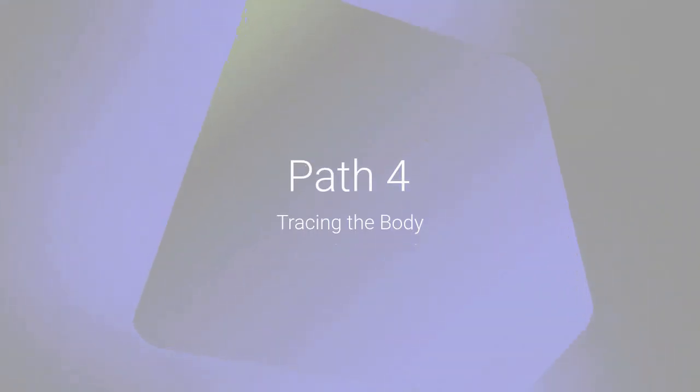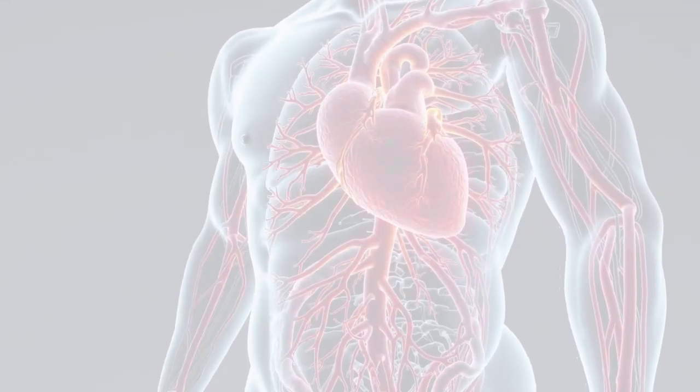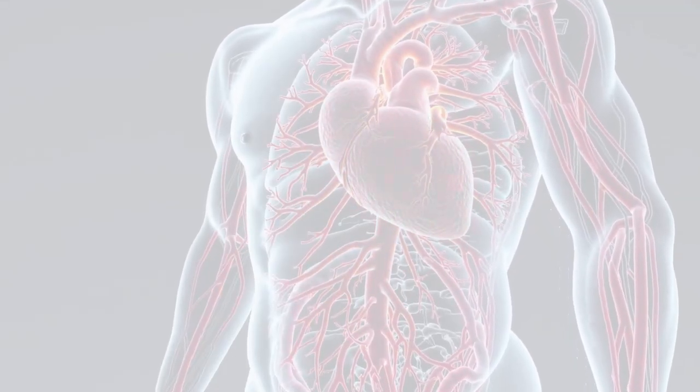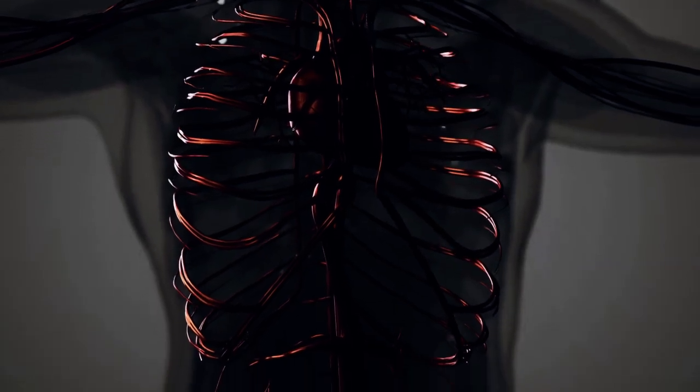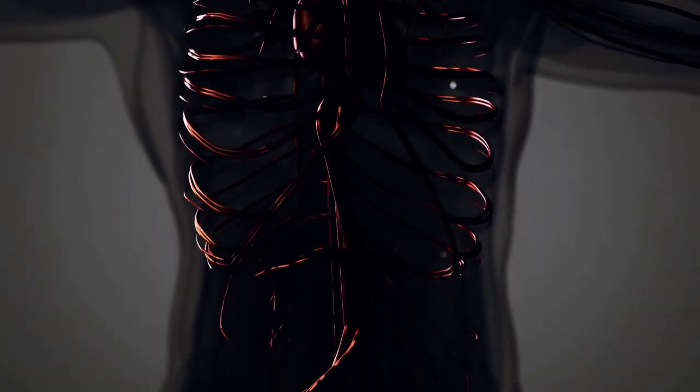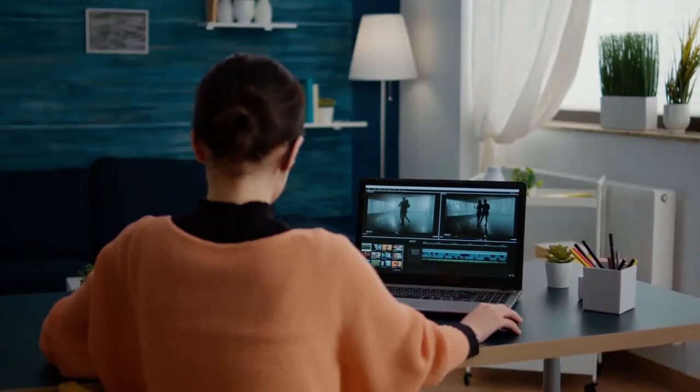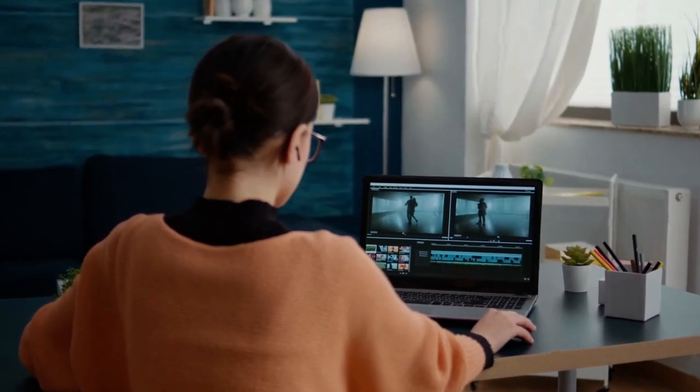Path 4. Tracing the body. Anatomy and movement. For our biology, fitness, and health readers, let's trace the amazing systems inside of us. Reading suggestion 7. Anatomy and physiology. Read a book that maps out the intricate workings of the human body. You're tracing the circulatory system, the nervous system, or the mechanics of a specific muscle group.